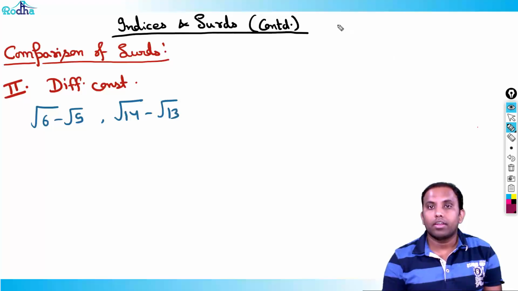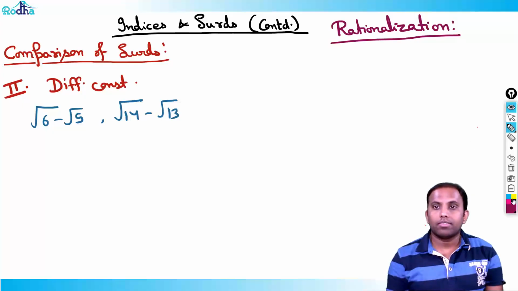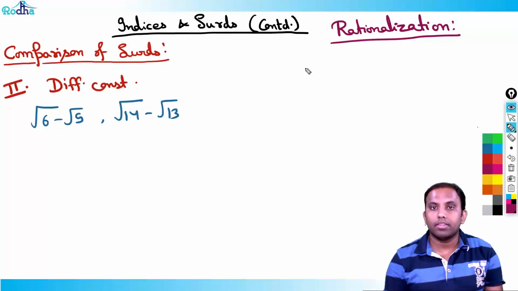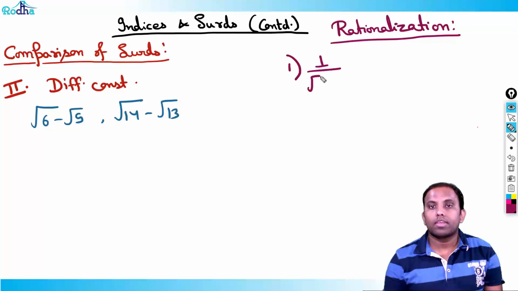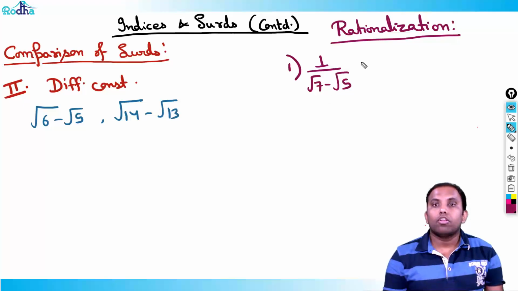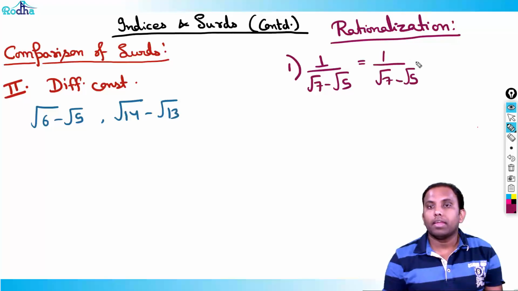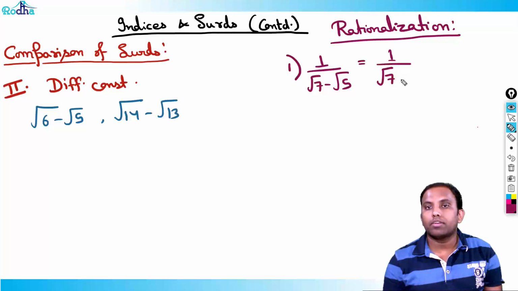What is rationalization? So suppose a surd is like this, 1 by root 7 minus root 5. Correct. So you have to rationalize it, right? So what does rationalizing mean? Rationalizing means multiplying numerator and denominator with its conjugate. Conjugate means numbers are same, just opposite sign. So multiplying numerator and denominator with its conjugate.